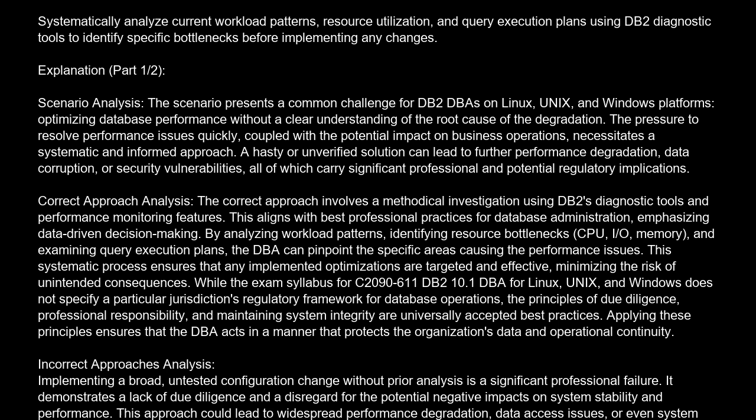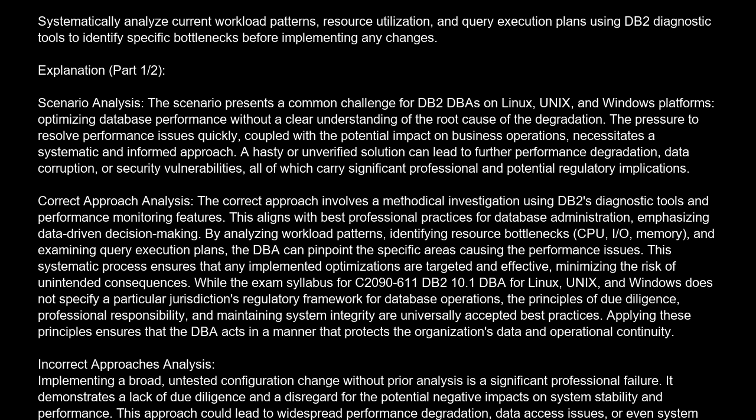Correct approach analysis. The correct approach involves a methodical investigation using DB2 diagnostic tools and performance monitoring features. This aligns with best professional practices for database administration, emphasizing data-driven decision-making. By analyzing workload patterns, identifying resource bottlenecks, CPU, I/O, memory, and examining query execution plans, the DBA can pinpoint the specific areas causing the performance issues. This systematic process ensures that any implemented optimizations are targeted and effective, minimizing the risk of unintended consequences.